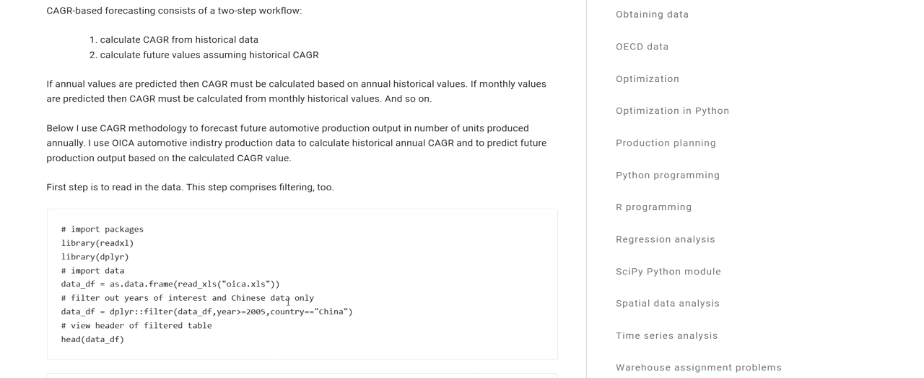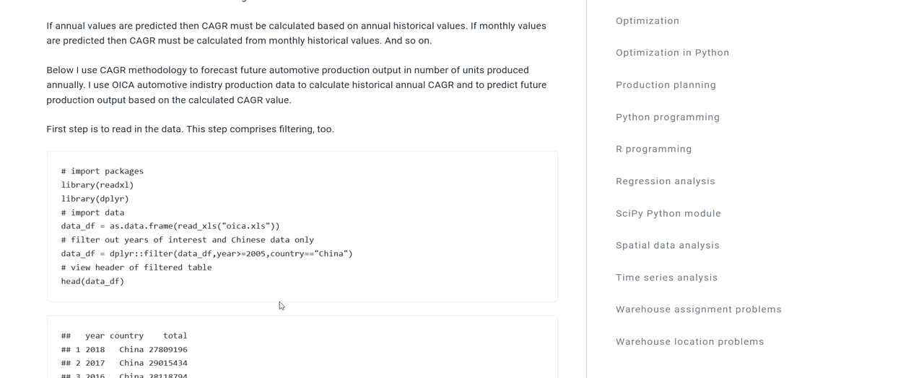And I provide a very simple coding example here in R, where I read in some data from OICA. OICA is an international organization for automotive industry, and on their website they provide a series of data sets containing, for example, production output data. So in this case, I read in an XLS file in which I stored production output data for various countries and various years. I filter through that data set using dplyr, and in the end, the data frame will contain only Chinese production data for the years 2005 and up to 2018.